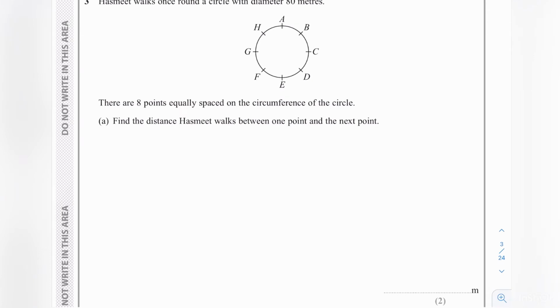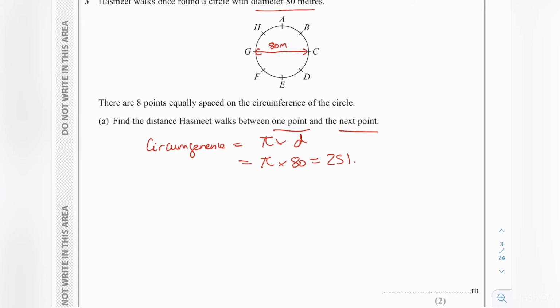In this next question, he walks around the circle with diameter 80 metres. So from G all the way to C, we know is 80 metres. Find the distance he walks between one point and the next point. So first of all, we need to work out the circumference. We know that that is pi times diameter. So pi times by 80, and that is equal to 251.327.